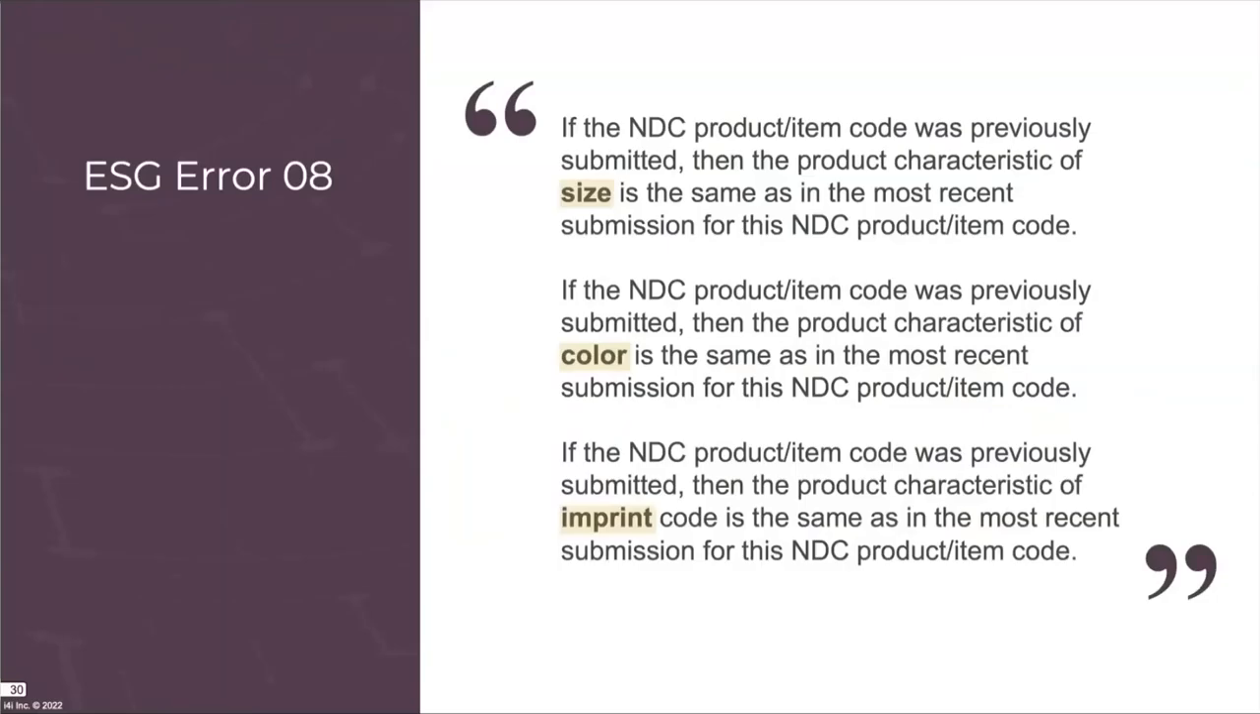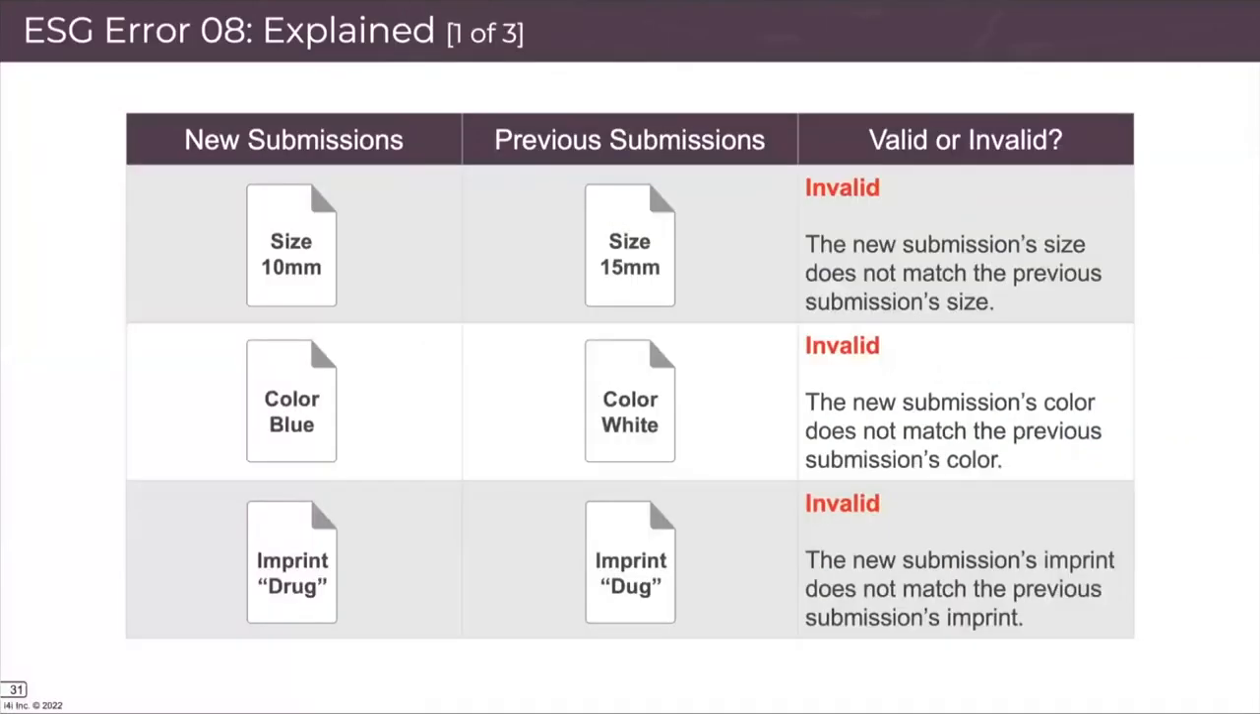Next, we'll discuss some product characteristics errors. We'll use the size, color, and imprint code characteristics errors as an example. These errors occur due to the mismatch of the product characteristics in the product data elements section of your current SPL version as compared to the previous version submitted to the FDA. So basically, if your previous SPL version submitted to the FDA has a size 15 mm entered in the product data elements, but in the latest SPL submission, you're trying to submit size 10 mm for the same NDC, then your submission is going to fail.